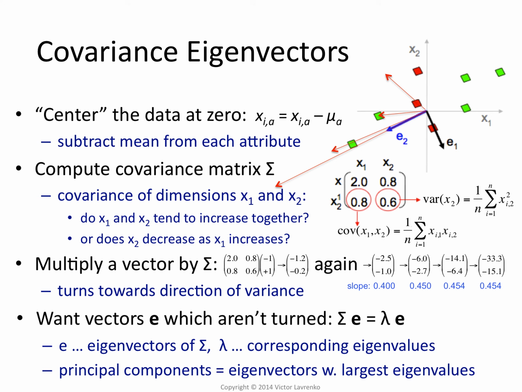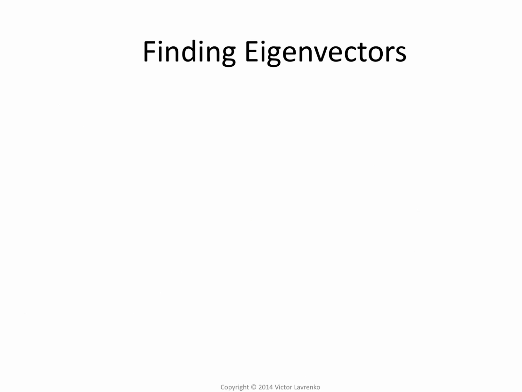So the principal components in PCA are just eigenvectors with the largest eigenvalues. I'm stating it for now, but what we're going to do is prove why that is actually the case. And there are some interesting properties of eigenvalues and eigenvectors.